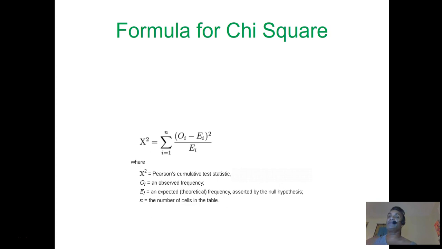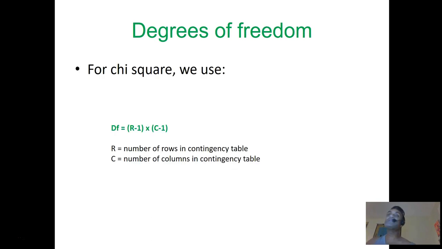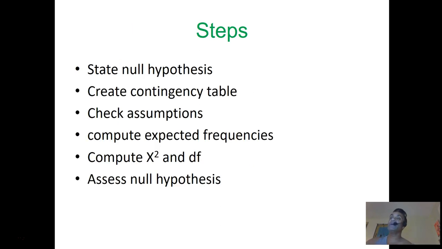And this is our formula. We take the observed minus the expected, divided by expected, squared, and you add them all up. But you got that from your notes. And from the chi-square, to compute the degrees of freedom, we use this formula: rows minus 1 times columns minus 1.